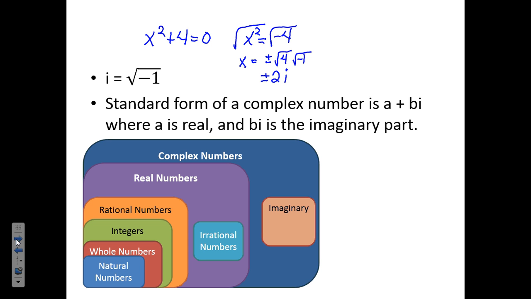The standard form of a complex number is a plus bi. a and b are actually real numbers. i is the imaginary part. So in this particular case, I have two imaginary numbers here. I have a 0 plus 2i and a 0 minus 2i. a in this case is 0 and b is 2. So one of them is a -2i and one is a positive 2i.